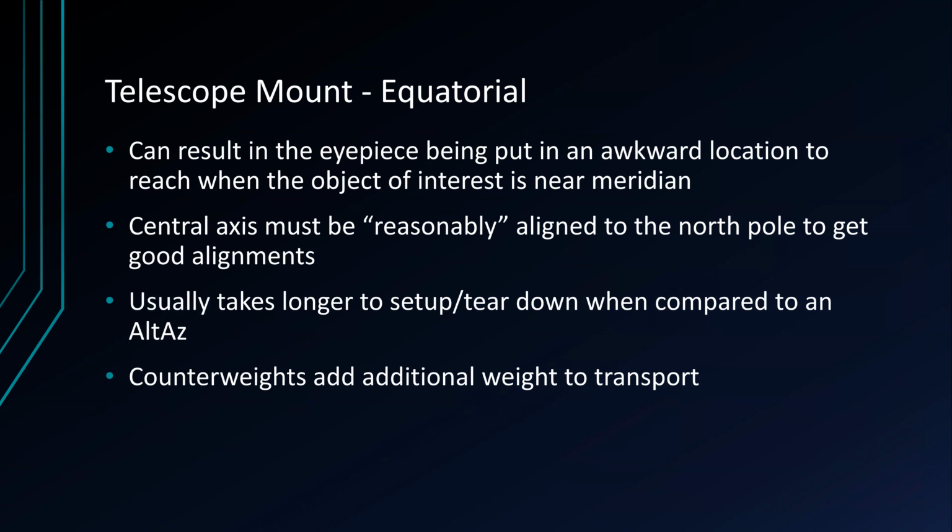Because of how these scopes operate, they don't look up, down, left, right, like we would normally expect. They follow the astronomical coordinate systems of right ascension and declination. This can also come significantly into play with eyepiece position.